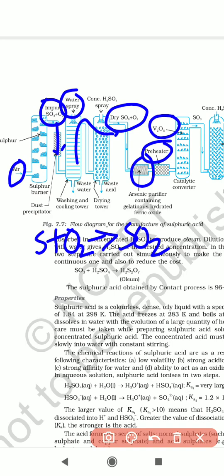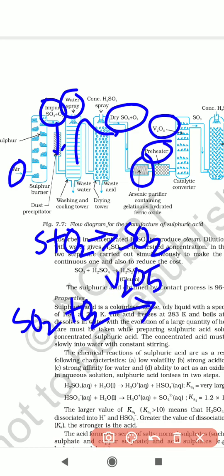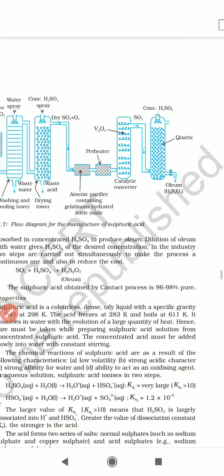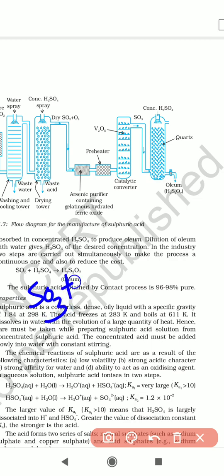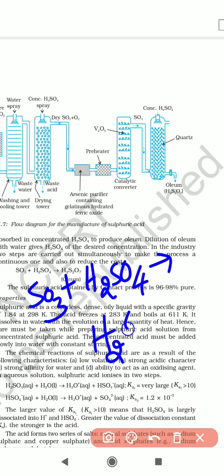So what catalyst are we using in this process? Sulfur dioxide reacts with oxygen in the presence of vanadium pentoxide to form sulfur trioxide. This sulfur trioxide then reacts with concentrated sulfuric acid, H2SO4 solution, to form oleum, H2S2O7.